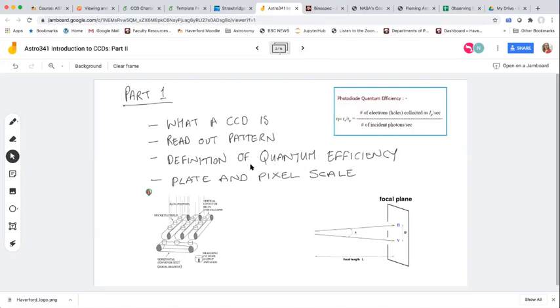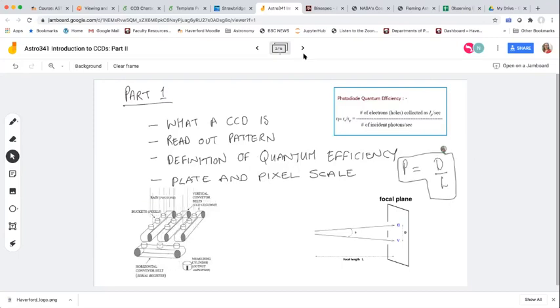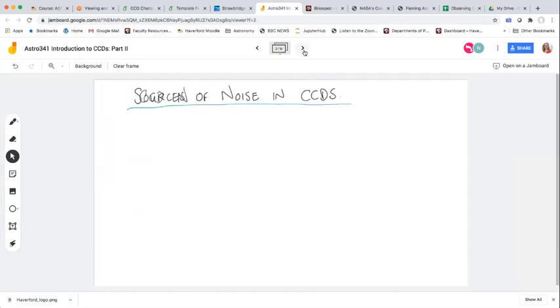We also talked about the definition of quantum efficiency. This was basically the fraction of photons incident on the material that cause an electron to be produced. We're going to talk more about quantum efficiency today in terms of the practicalities of how you'd actually measure it. And we went through how you calculate the plate scale and the pixel scale from the focal length of the telescope. So today we're going to move on and talk about sources of noise in CCDs.